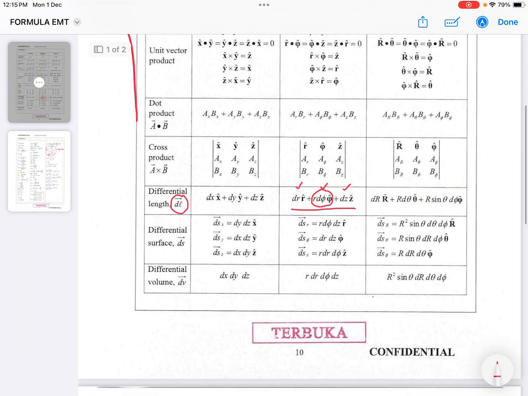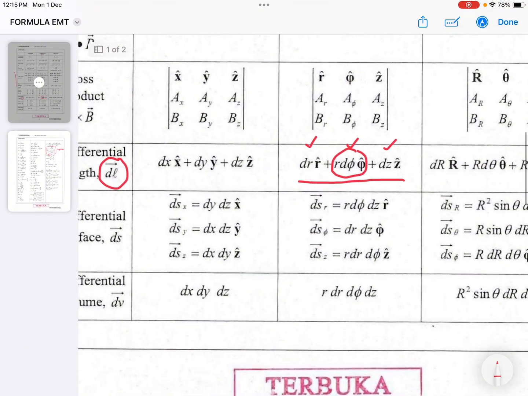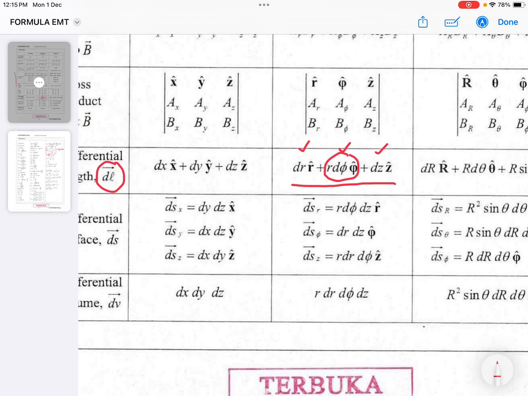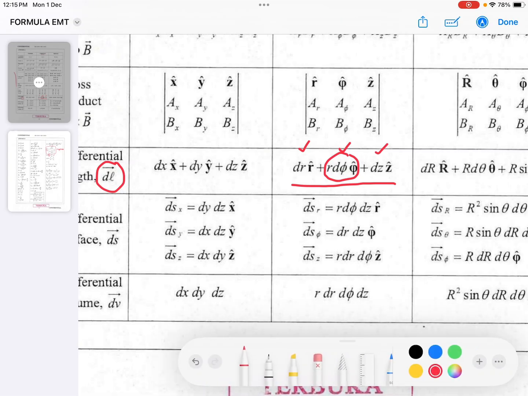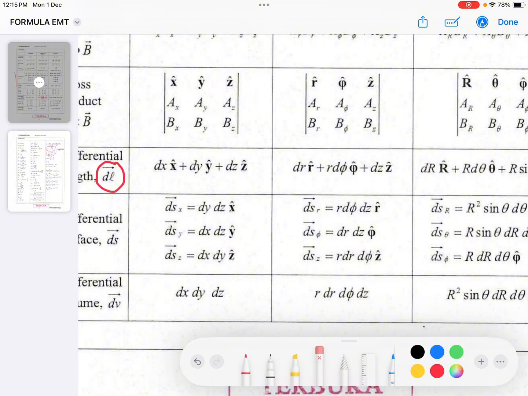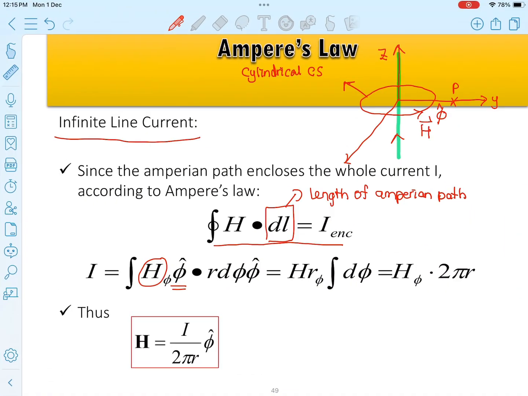If you look at the cylindrical coordinate system, we look at the dl. It is here. Your length is in what direction? Your length is in the phi direction. The Amperian path is in the phi direction. So the dl, I'm going to replace it with r d phi. So this one will become r d phi here, and this one shows the direction of your path. When we dot product two vectors in the same direction, we will get 1.